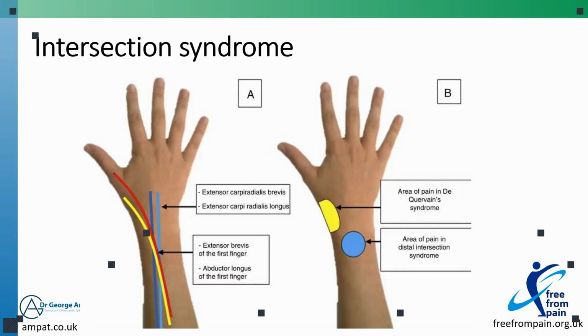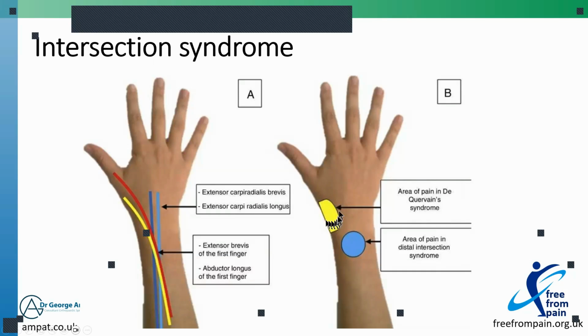So it is like this. When you have pain just here, that is De Quervain's tenosynovitis. But if you have symptoms here, it is a distal intersection. So in the hand, you will notice these are the two which will cause De Quervain's, but they come from outside to inside, whereas the extensor carpi radialis brevis and extensor carpi radialis longus come from inside and go outside. So here they are intersecting.